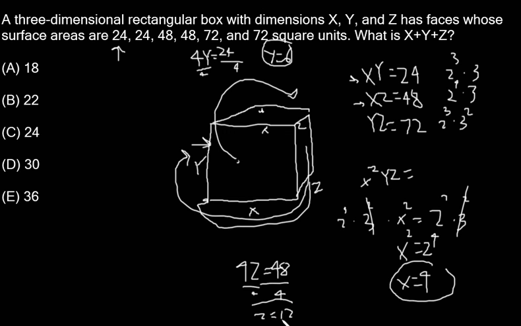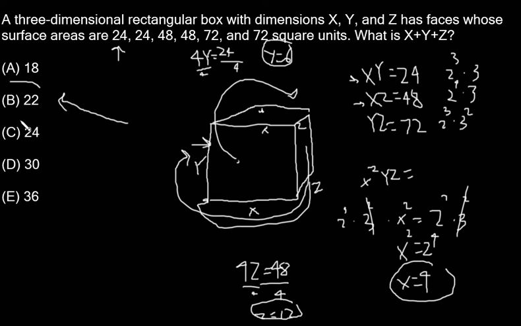Now that we've established that z is equal to 12, x is equal to 4, and y is equal to 6, we just add them up. 6 plus 4 is 10, and 10 plus 12 is 22. Here we have an answer, 22, and that is B.